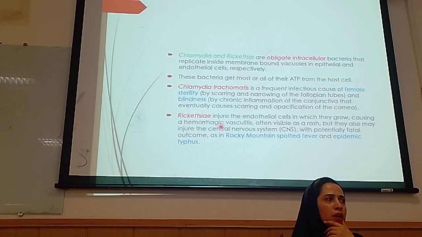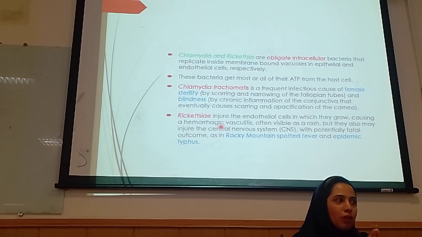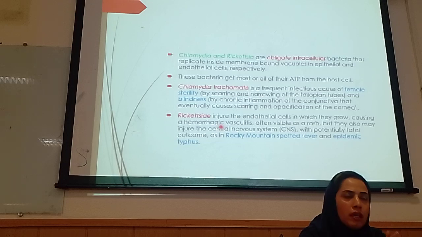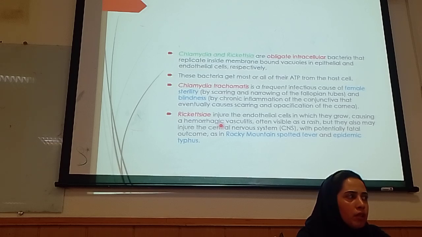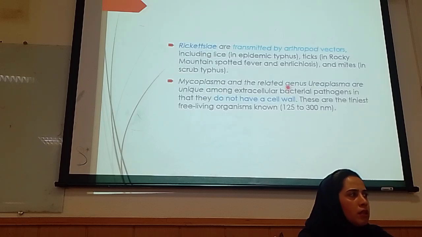Can you name some diseases caused by chlamydia trachomatis? Eye disease, and it can cause sterility. Yes, infections of chlamydia trachomatis can cause female sterility, and sometimes they can cause blindness. And about rickettsia, it can cause Rocky Mountain spotted fever, dermatitis, and many of them are transmitted via insects. And as you see here, rickettsia is transmitted by arthropod vectors, for example, lice, ticks, and mites.